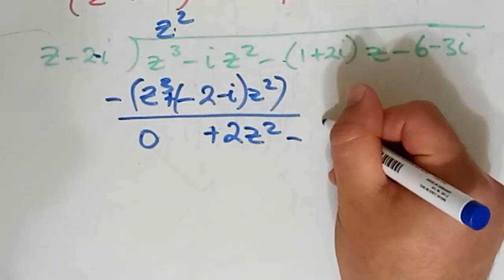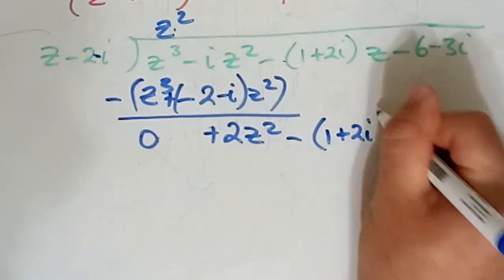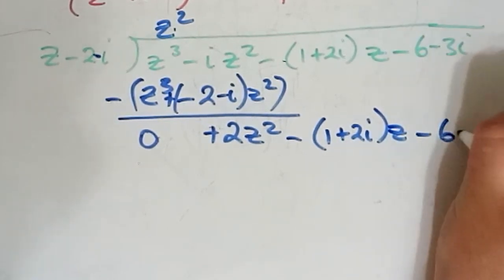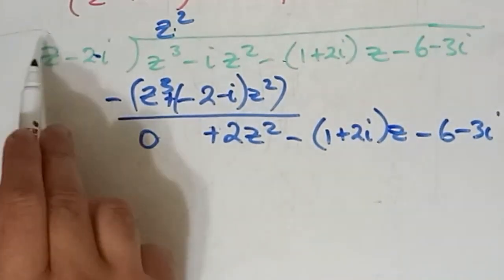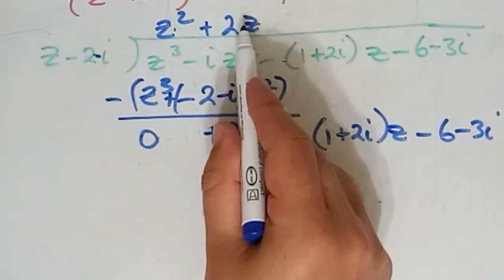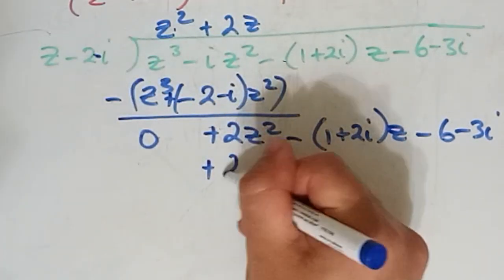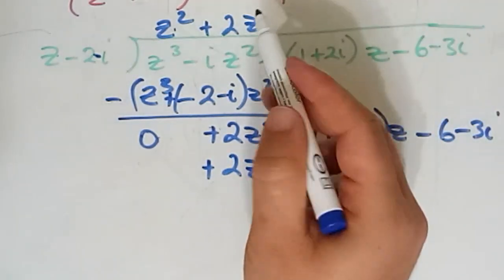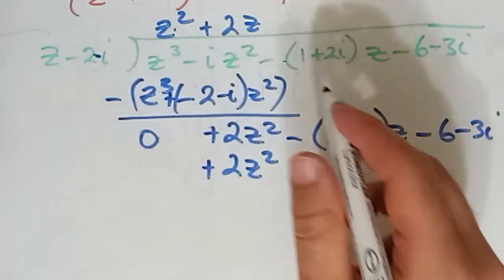So what have I got left over? I've got 1 plus 2i, z minus 6 minus 3i. Okay, now let's go again. So I get plus 2z. So I get 2z times that is plus 2z squared. That's what I want. 2 times this.